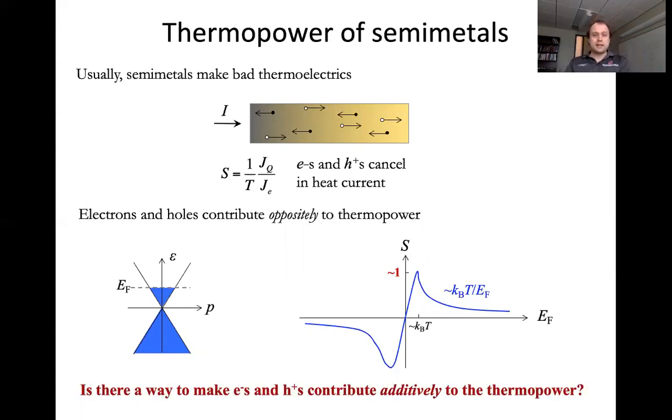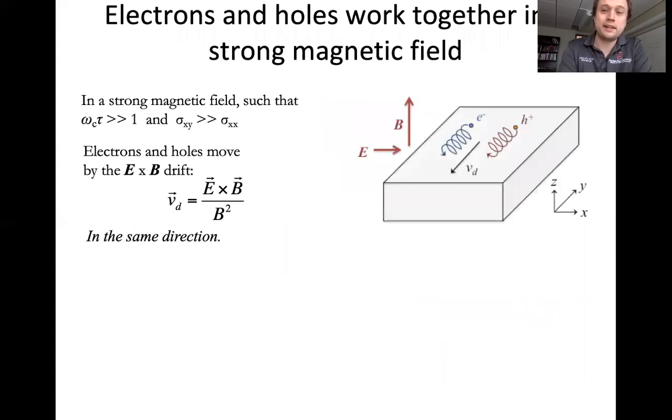So if you want to make something useful in the thermoelectric sense out of a semimetal, you need to find a way to make electrons and holes contribute additively to the thermal power instead of canceling. And the big idea is to do it by putting the material in a strong magnetic field. So in particular, imagine you have some material that has electrons and holes simultaneously, and you put it in a very strong magnetic field. If the field is strong enough, then you'll find that the electric field tends to point mostly perpendicular to the direction of current flow. We say that you tend to have a large Hall angle.